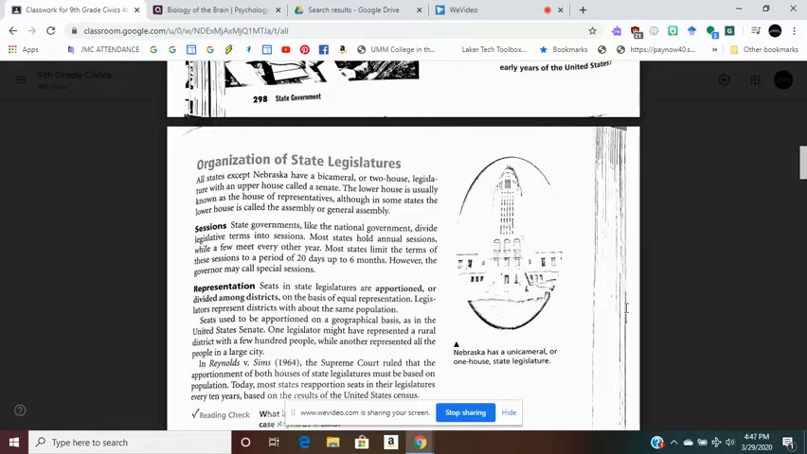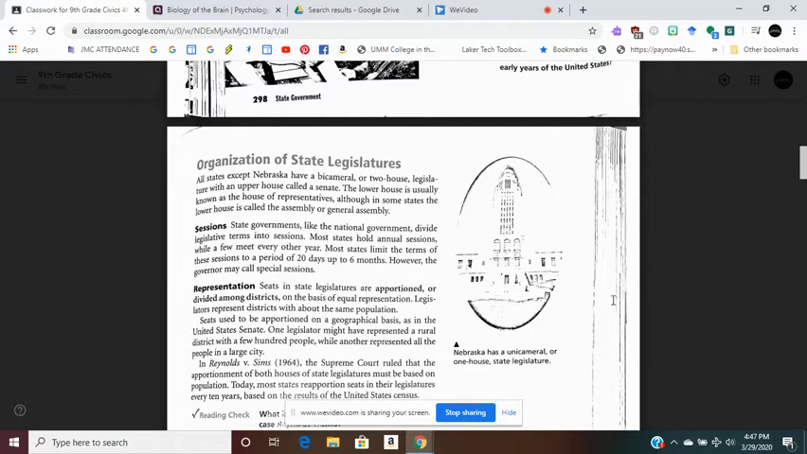Sessions. State governments, like the national government, divide legislative terms into sessions. Most states hold annual sessions, while a few meet every other year. Most states limit the terms of these sessions to a period of 20 days up to 6 months. However, the governor may call special sessions.